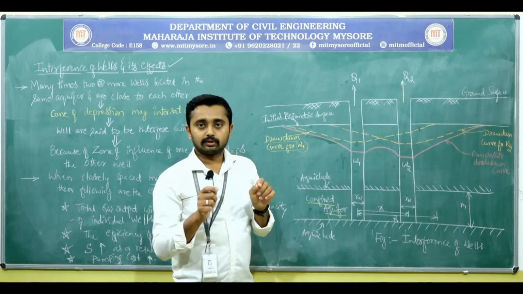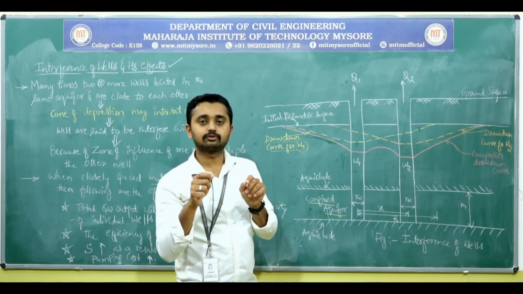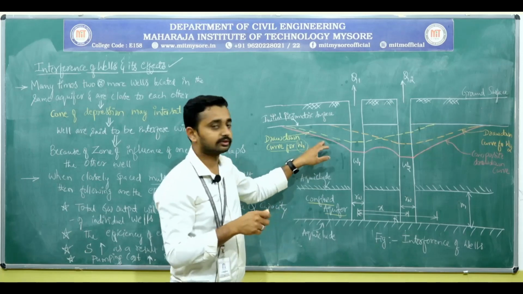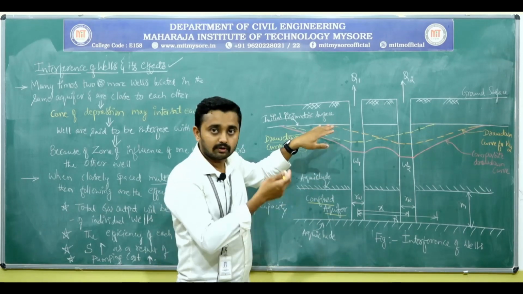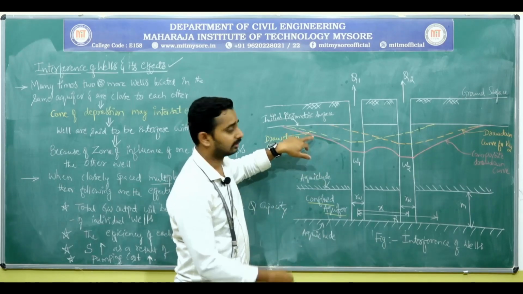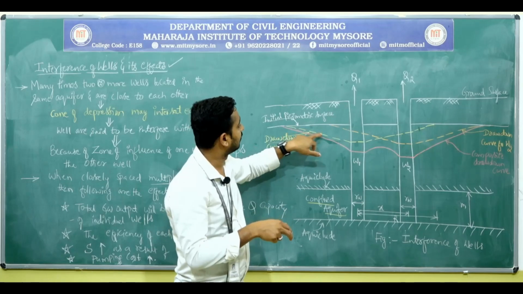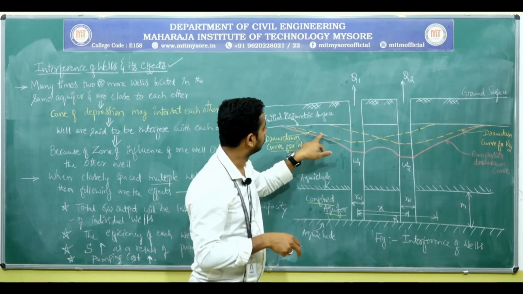I told you in the previous class what drawdown is and all. Please go through the previous video. Drawdown is nothing but the decreased water level. So once you start the pumping, the water level is going to decrease. So after decreasing, this is the level. Yellow color, drawdown curve for well 1.